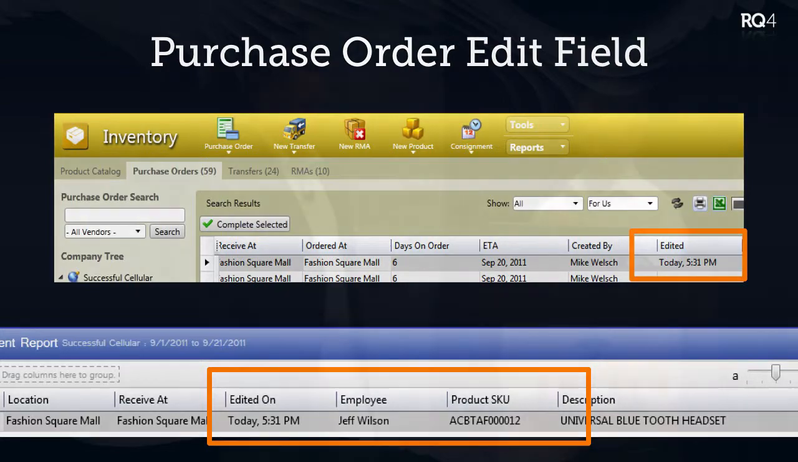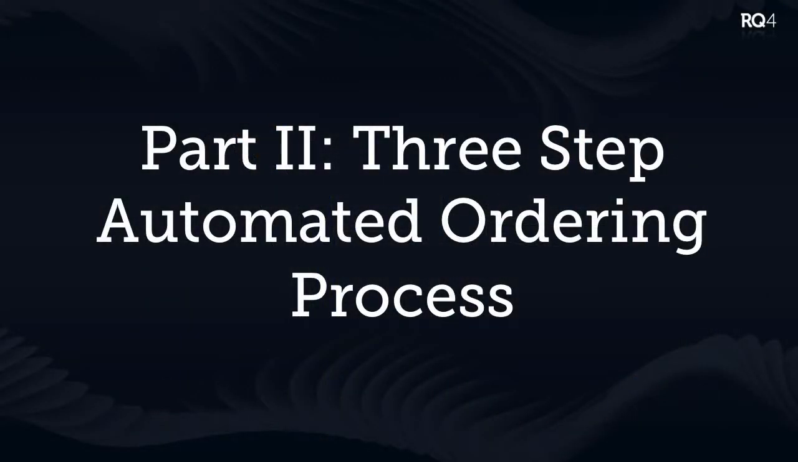So part two, we've talked about the RQ4 tool belt and how that can help, and the pieces and parts that make up the tool belt. Part two is getting into the automated ordering process and the 3 steps that we want to help you at least show you today and hopefully let you use right away. We break it down into 3 parts.